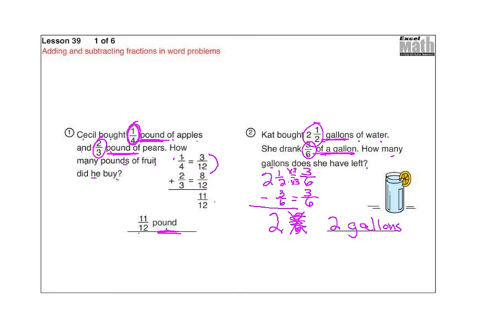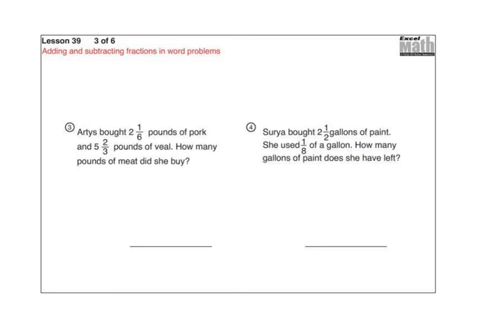All right, moving on. We have 2 more problems for you to try right here. Pause the video, do numbers 3 and 4. Turn the video back on when you're ready to see the solutions. It says, Artist bought 2 1/6 pounds of pork and 5 2/3 pounds of veal. How many pounds of meat did she buy?